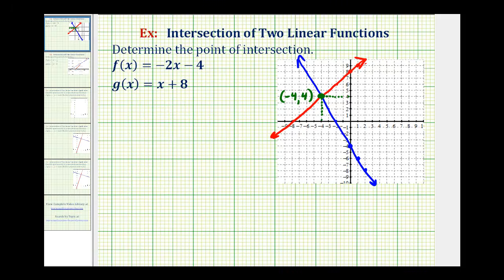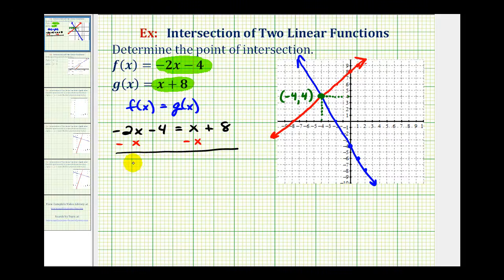To determine the point of intersection algebraically, we need to determine when these functions are equal to each other, or when f of x is equal to g of x. Well, this is going to occur when negative 2x minus 4 is equal to x plus 8. So let's go ahead and set up that equation and solve for x. So we'll go ahead and subtract x on both sides of the equation. So we have negative 3x minus 4 equals, this would be 0, and then positive 8. So add 4 to both sides.